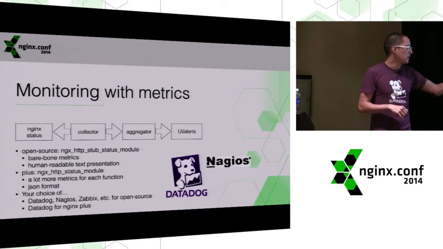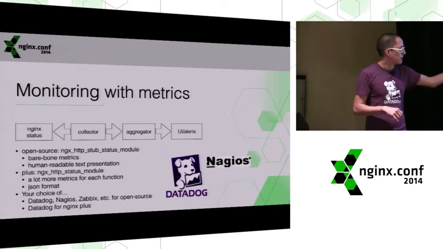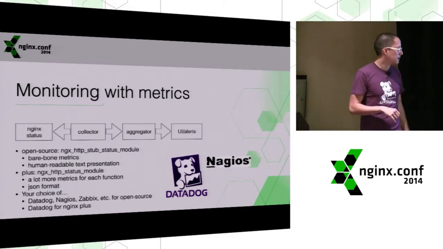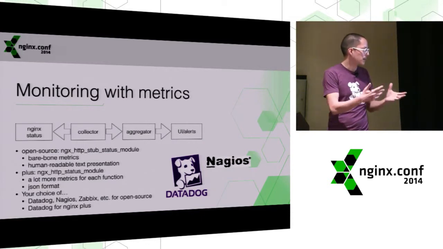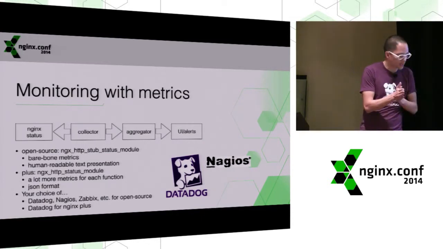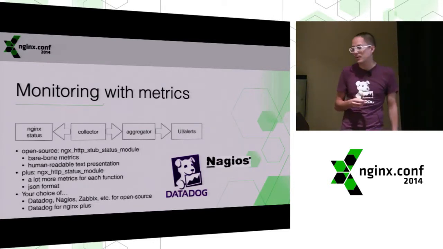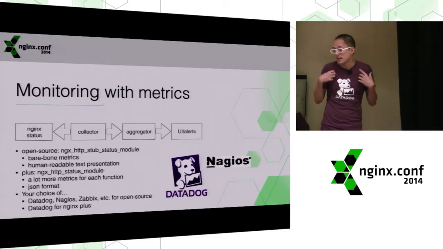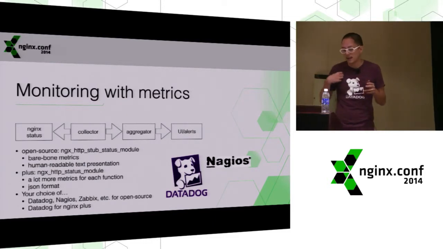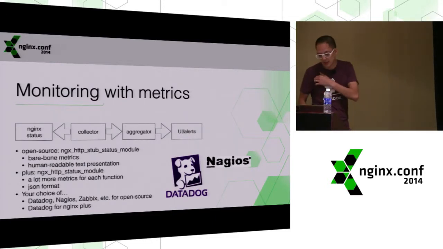At my company, we can collect Nginx basic open source and Plus metrics. There's also a bunch of other tools that do that, like Nagios and Zabbix. For Plus, as far as I can see, we're the only ones, at least that I found, who can consume Nginx Plus metrics.